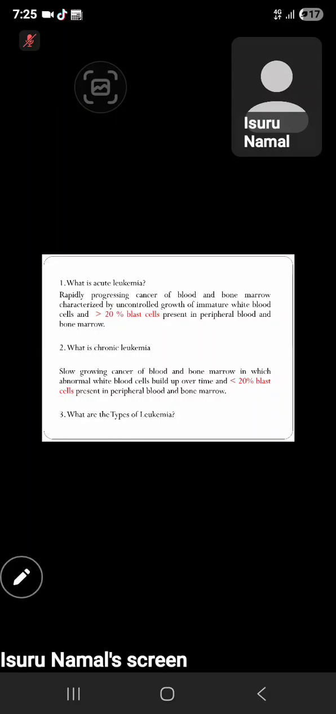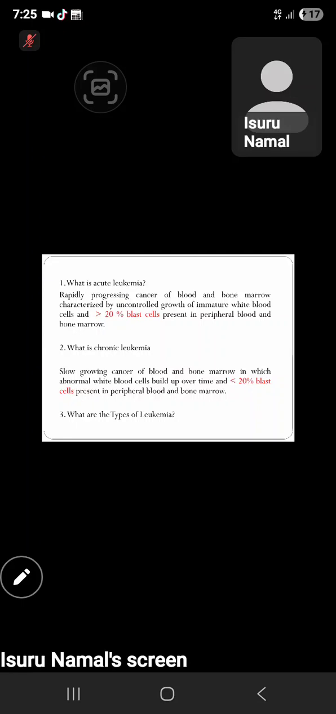Arrested means stopped. As a result, just think: if your peripheral blood doesn't have mature cells to provide immunity or to do the other normal functions, the demand for mature cells in your peripheral blood increases. As a result, your bone marrow starts to produce more and more cells. Then uncontrolled growth of immature cells occurs in your bone marrow. Because of the leukemia, your maturation is arrested, and as a result your bone marrow is totally packed with immature white blood cells.